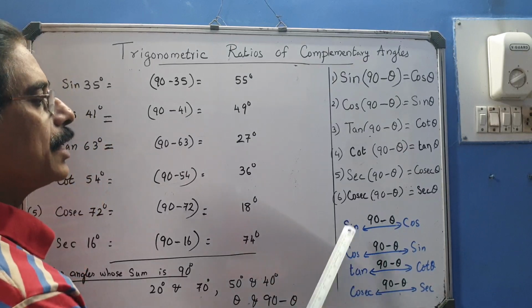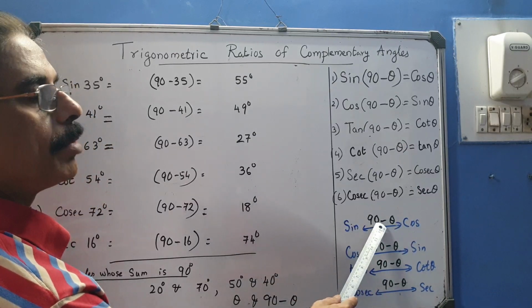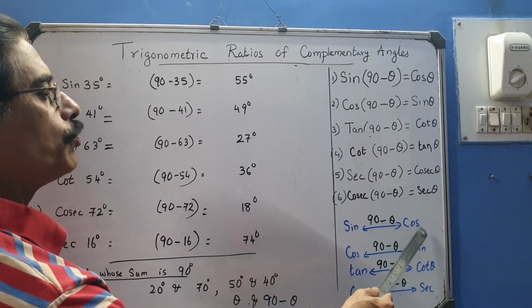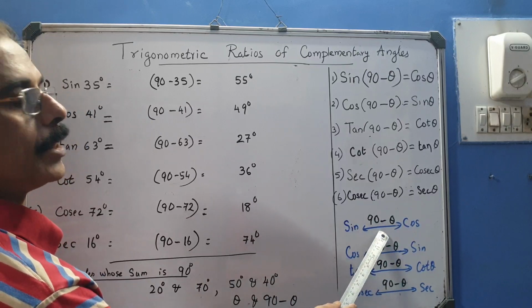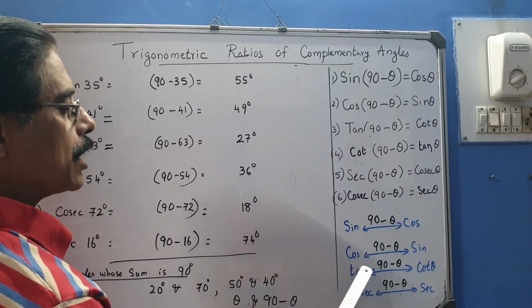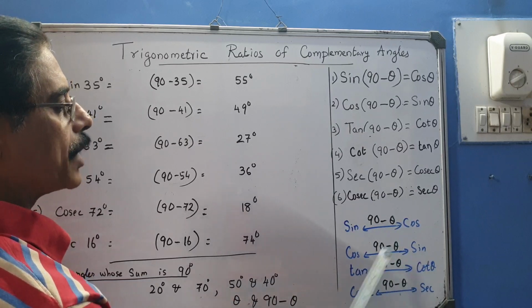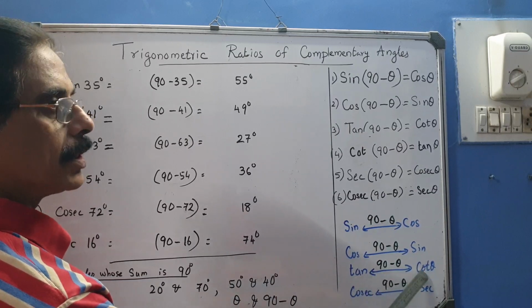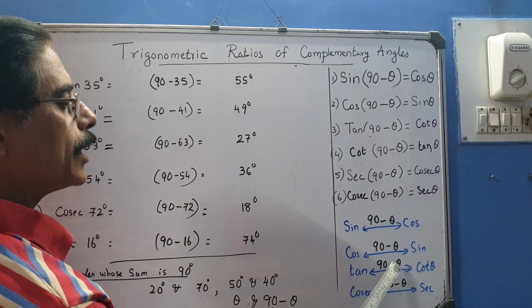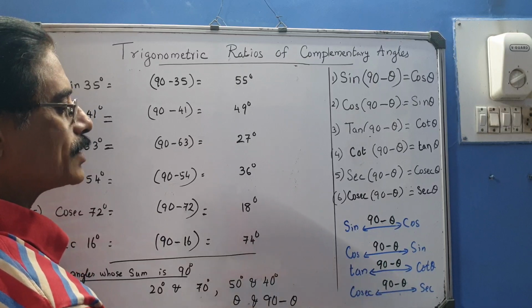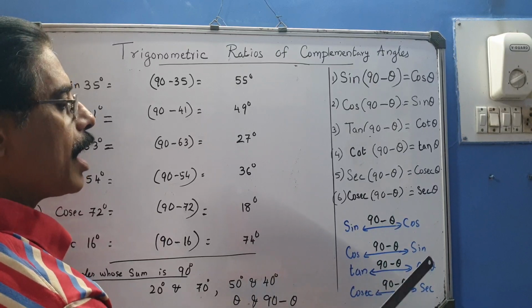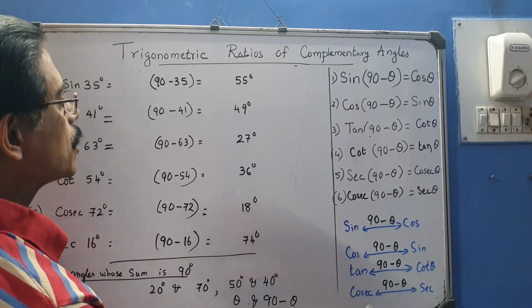So remember this, sine becomes cos when you find the complementary angle. The opposite way, cos becomes sine if you find 90 minus theta. Tan becomes cot and cot becomes tan. Tan 90 minus theta is cot theta. The opposite way, cot 90 minus theta is tan theta. Cosec 90 minus theta is secant theta, and secant 90 minus theta is cosec theta.